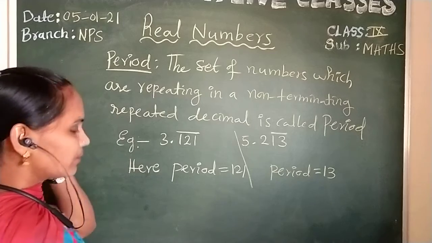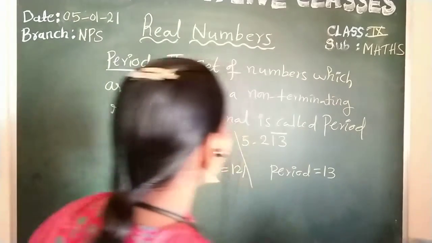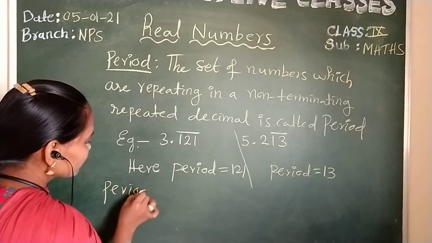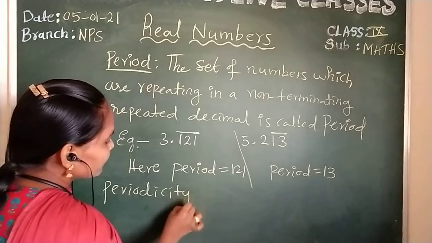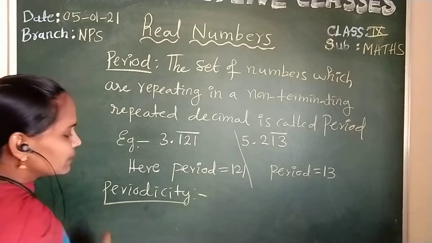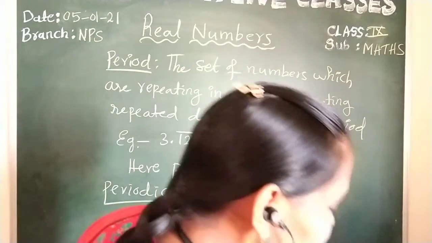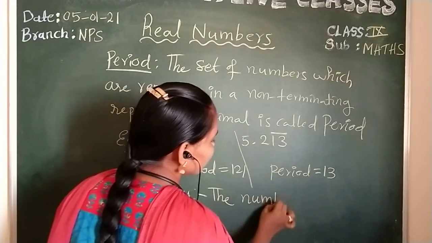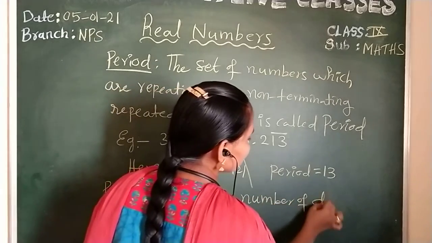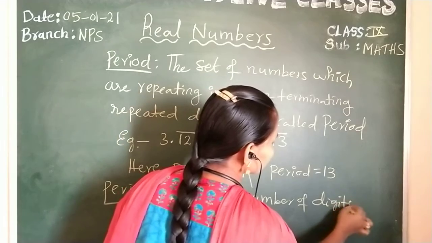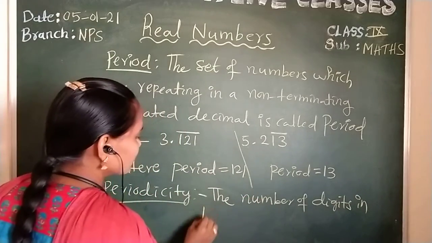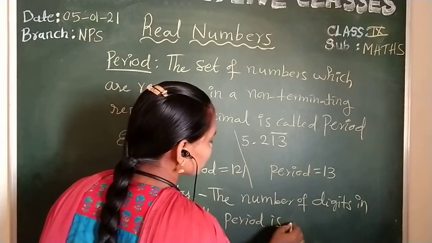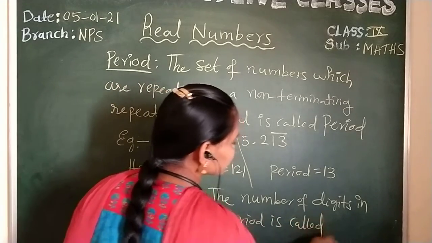Now coming to the periodicity. See here, periodicity means the number of digits in the period. The number of digits in the period is called periodicity.